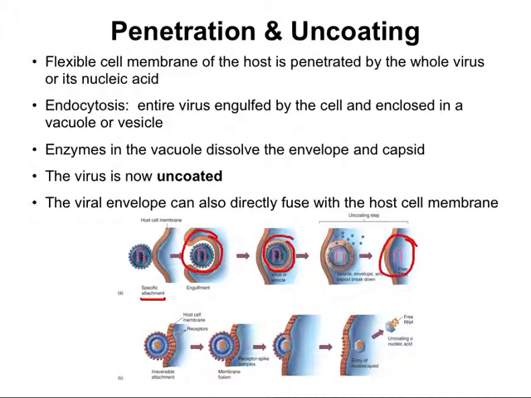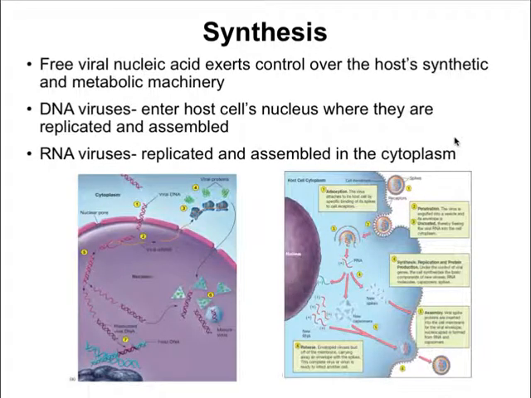Another mechanism for this is what we see when the viral envelope fuses directly with the host cell membrane. Here, the viral envelope makes a specific attachment and fuses with the host cell membrane, releasing the viral contents directly into the cell. After the virus has penetrated the cell and become uncoated, it's time for the free viral nucleic acids to exert control over the host's synthetic and metabolic machinery in the phase called synthesis.